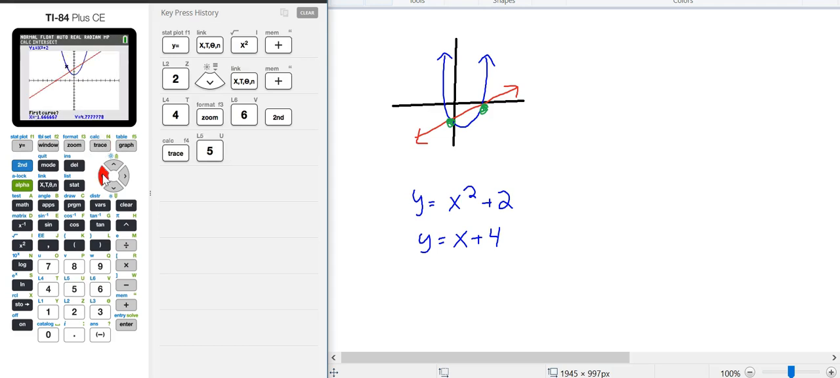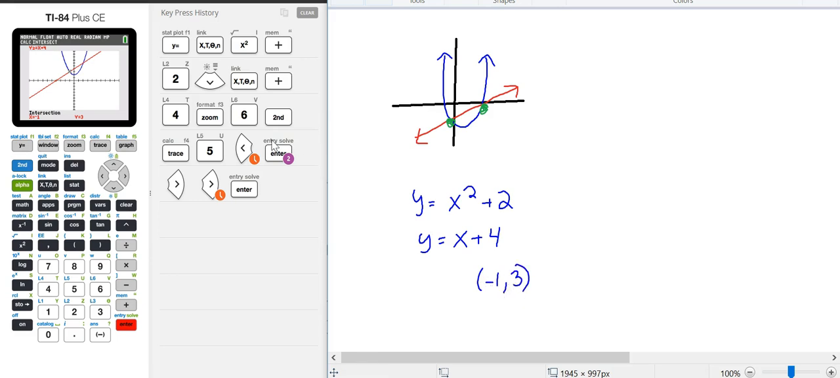Let's start with the intersection on the left. We're going to make sure that we're on the first curve, the blue curve, and press enter. We're going to make sure we're on the red curve, press enter. And we're going to go to where we think the intersection is. We're going to start with this one, press enter. And the calculator calculates for us that the first intersection is (-1, 3).